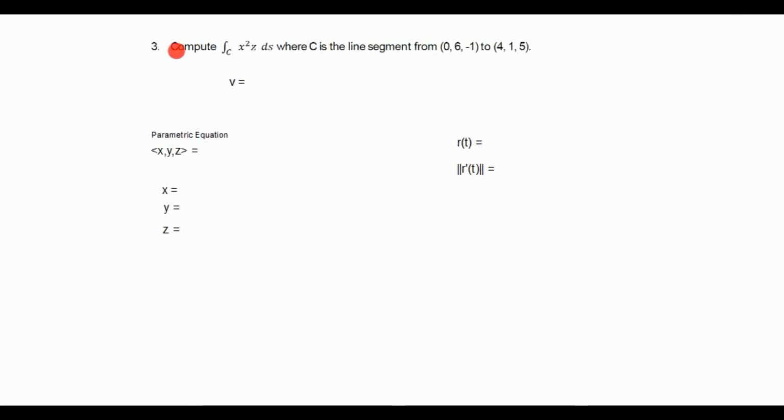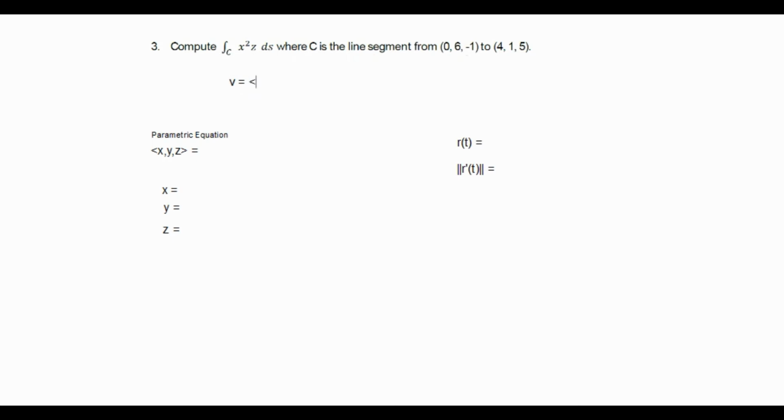Hey guys, now we are moving on to the third question, and the third question is compute the integration of x squared z ds, where c is the line segment from 0, 6, -1 to 4, 1, 5. Alright, so what we have to do in this question first is to find the vector between these two coordinates, 4, 1, 5, subtracted with 0, 6, -1. And that will give you this vector.